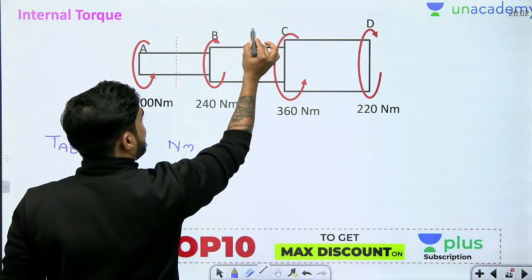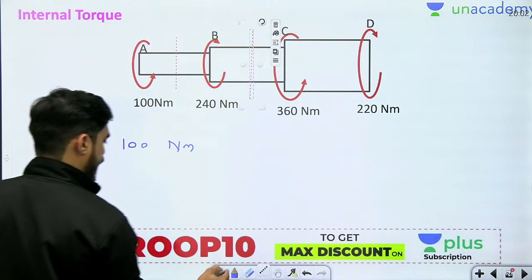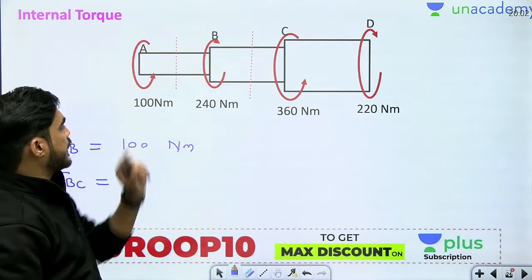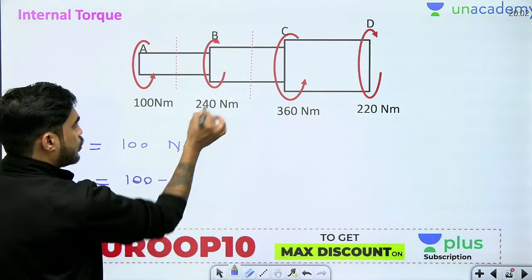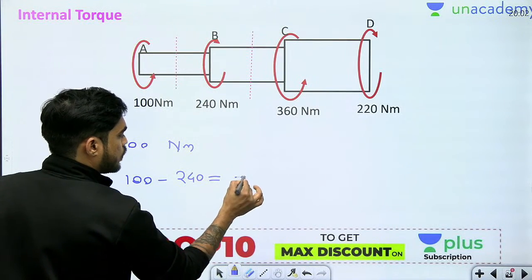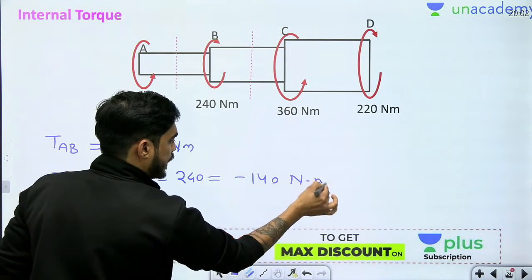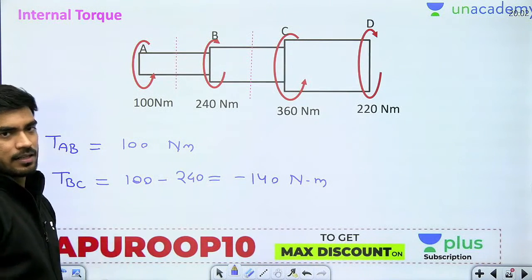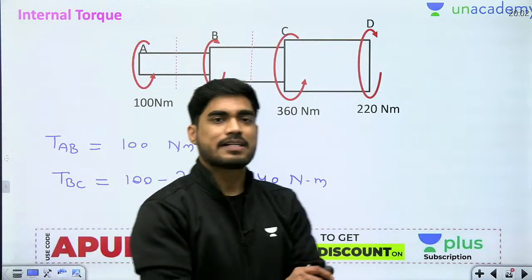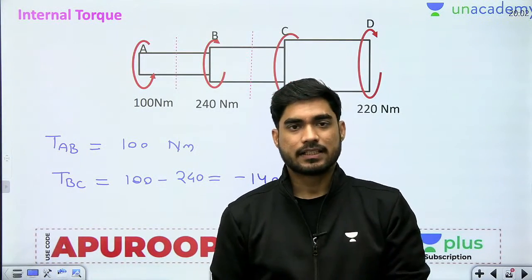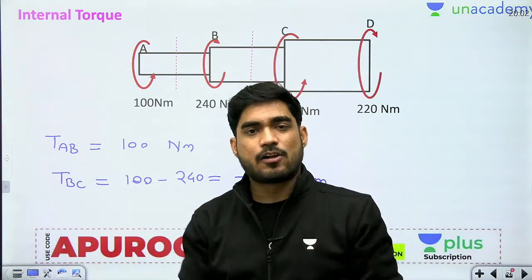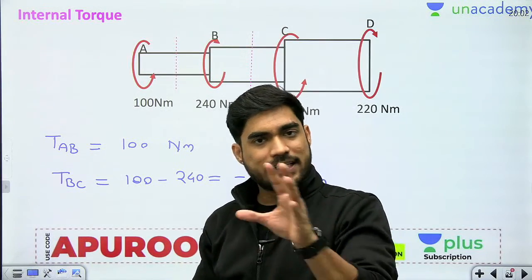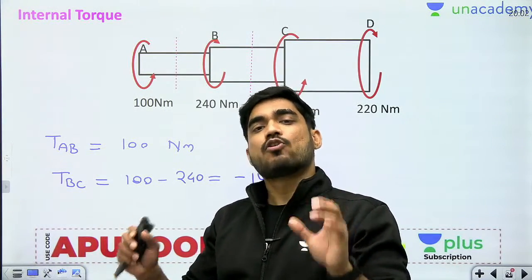Similarly, if I consider a plane between B and C, then TBC will be equal to what beta? From left 100 is positive, so 240 is negative. So how much you will get? Minus 140 Newton meter. Okay. Now beta, what do we mean by negative sign? So beta, here negative sign does not have a universal meaning. For example, in axial loading, negative sign means compression, positive sign means tension. But here positive negative doesn't have an absolute meaning.